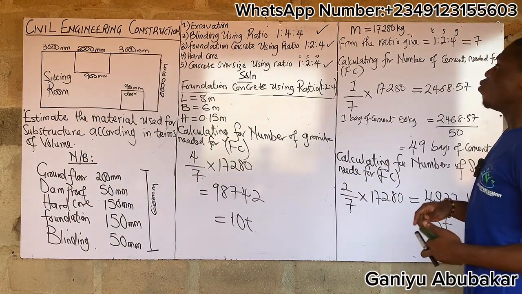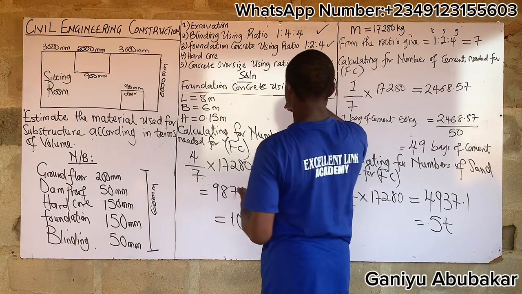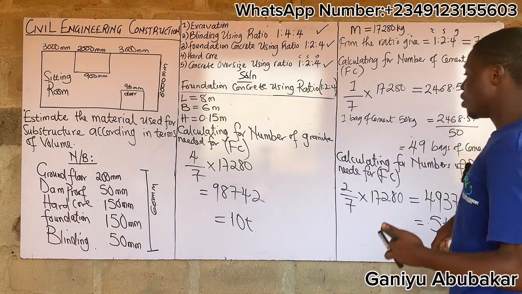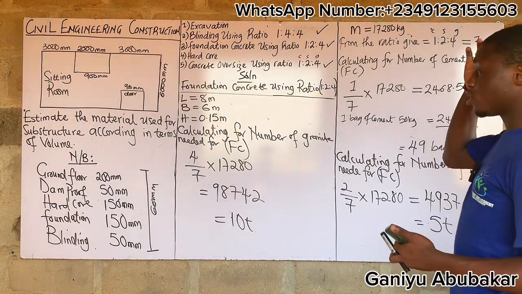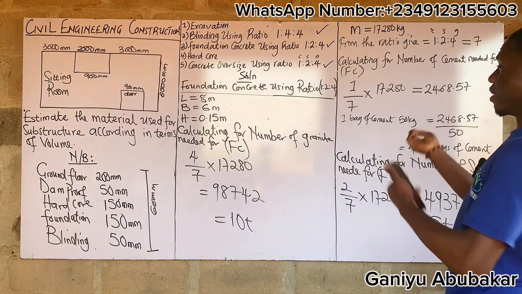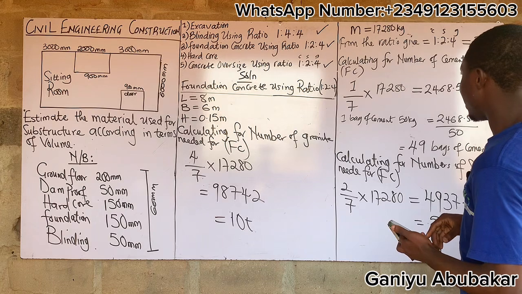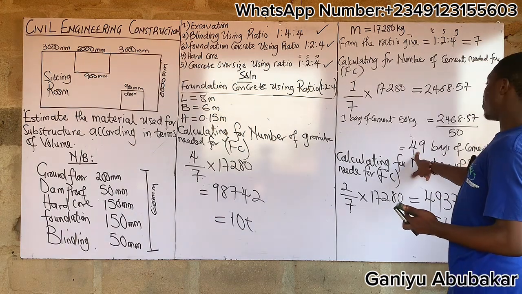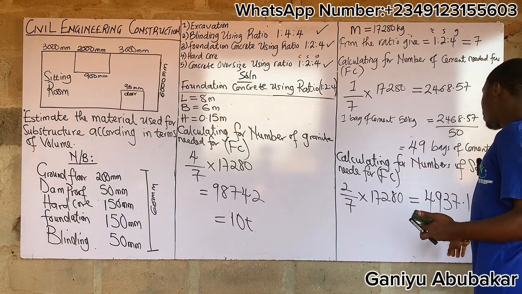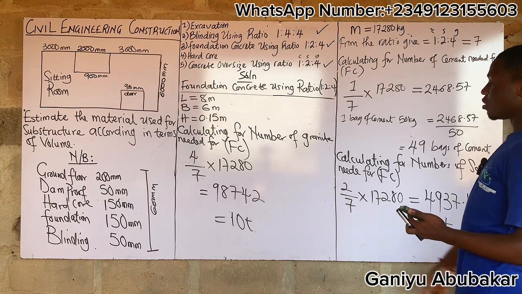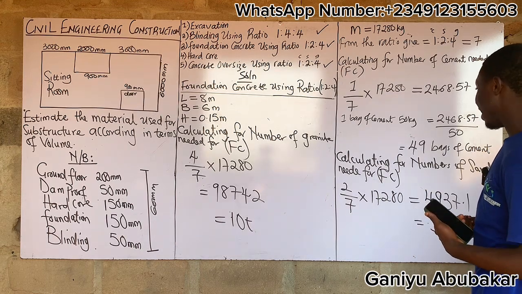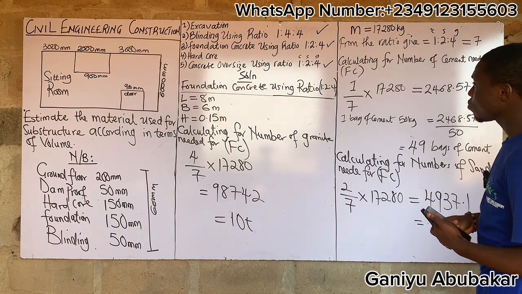So basically, for blinding we needed 13 bags of cement and 2.56 tons for both sand and granite, because we said they are the same calculation there. For foundation concrete, I needed 49 bags of cement, 5 tons of sand, and 10 tons of granite.